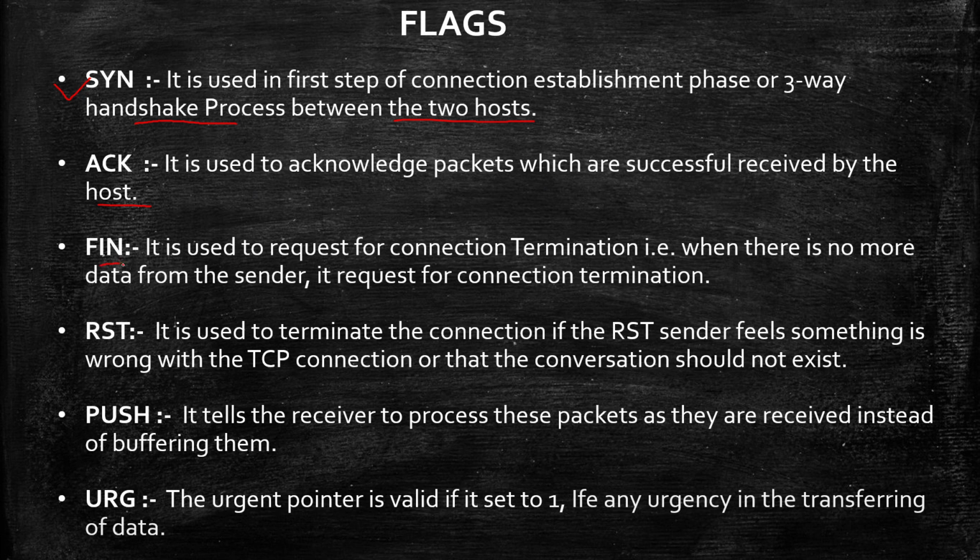Then finish. Finish is used to terminate the connection. It means he wants to finish. If they do not have enough data for transferring, they close the connection. That's why you use finish. Then reset. It is used to terminate the connection. The sender feels something is wrong. If the connection is established and the sender feels there is something wrong with that connection, he resets it, meaning he closes this connection and establishes it again.